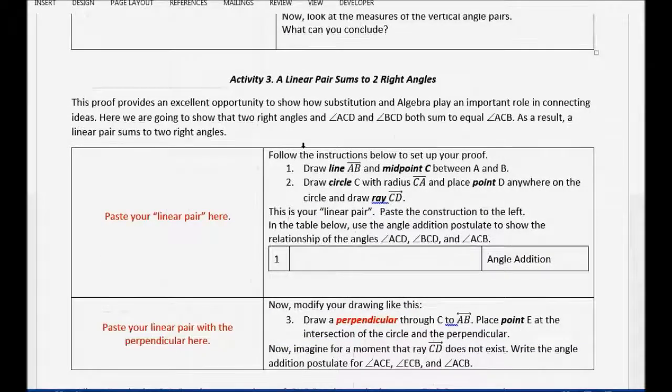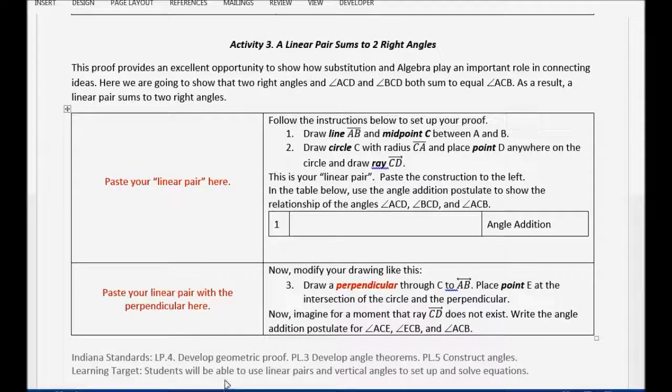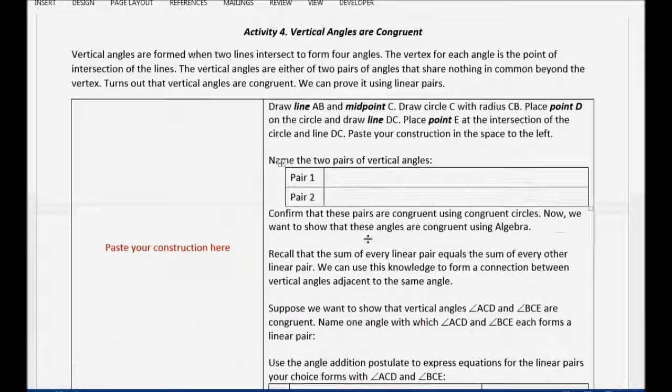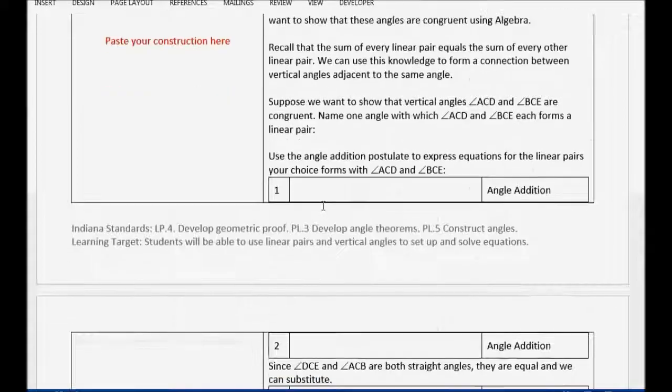In class tomorrow, we're going to prove that a linear pair sums to two right angles, and the process is essentially the same thing we've looked at before. We'll also prove that vertical angles are congruent. You do this by subtracting linear pair equations and having common angles drop out, and again we'll look at this tomorrow as well.